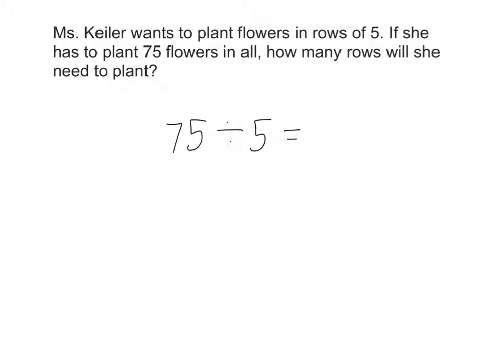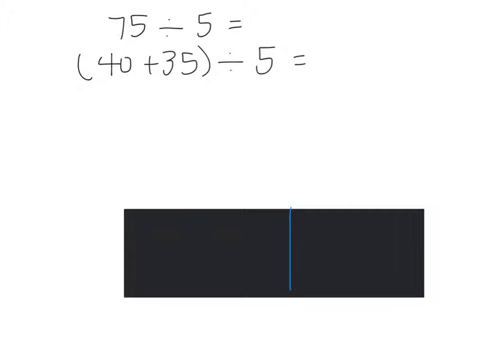Tell your neighbor why you know that this is a grouping problem. Can we do 75 divided by 5 in our head really easily? I mean, some of us can, but if we couldn't, are there math facts that we could use to help us divide it easily? Can we break up 75 into 40 plus 35? Now, using the distributive property, is this the same thing as 40 divided by 5 plus 35 divided by 5? Yes. Okay, does that simplify the problem for us?